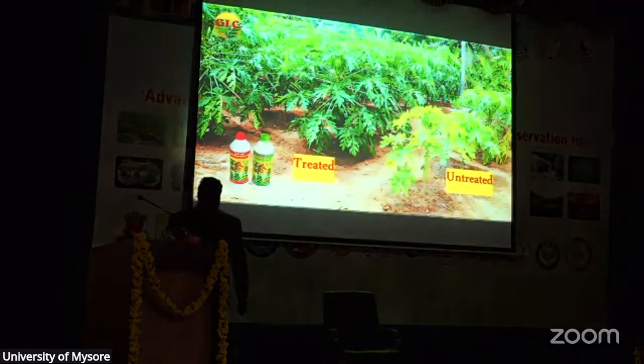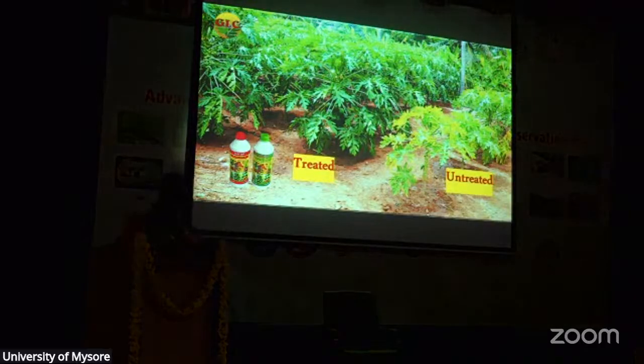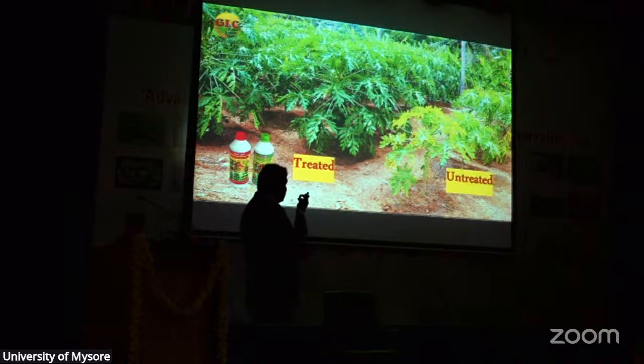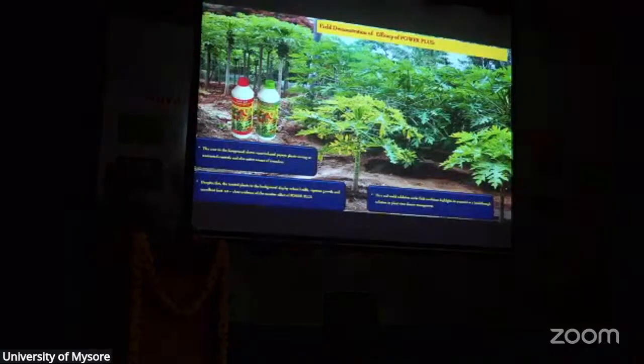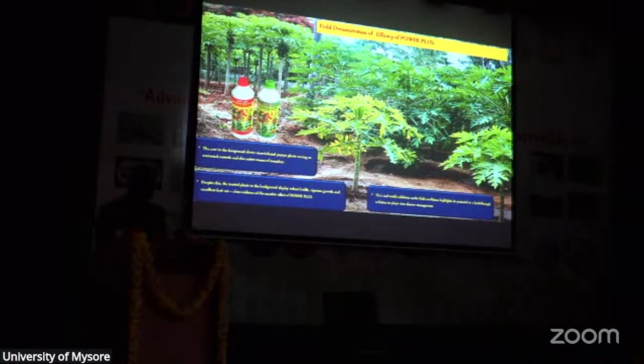See here, treated and untreated, total day and night difference, black and white difference. Absolutely zero yield on untreated plants, just next to the treated plants, and the healthy treated plants are full of fruits. It is 0 to 100. It is not a 10% increase or 20%, 30%. No, it is a 100% difference. In the background, you can see that up to 2 years we have maintained the health and productivity of the crop.